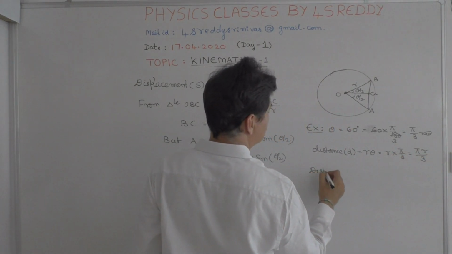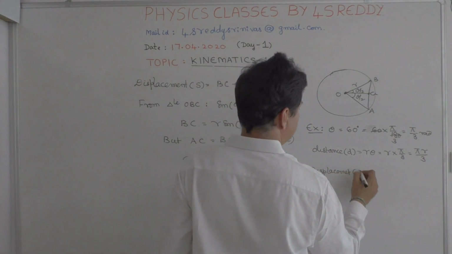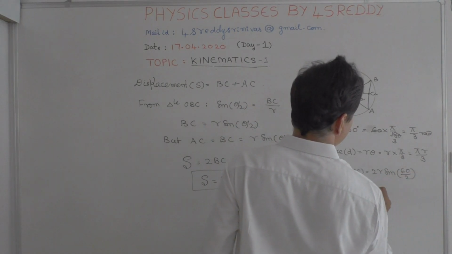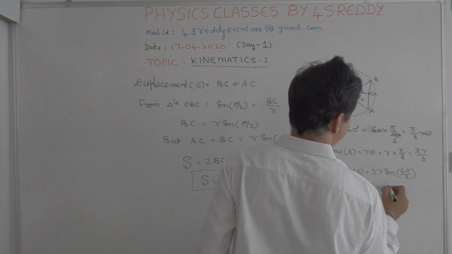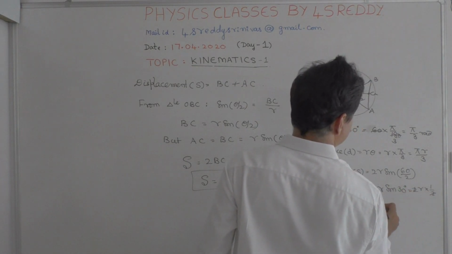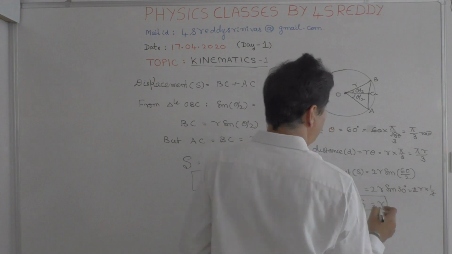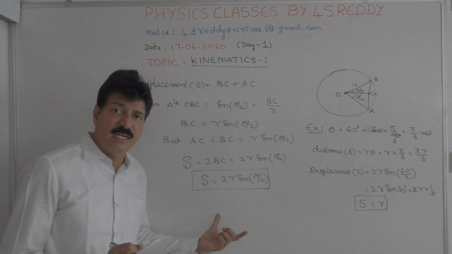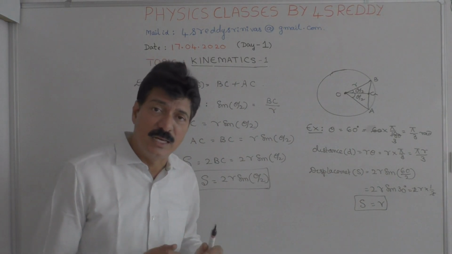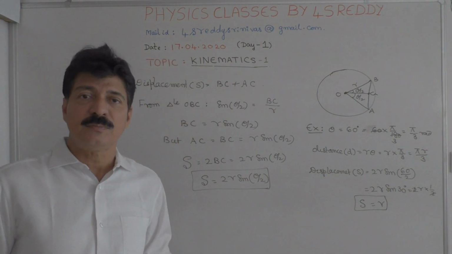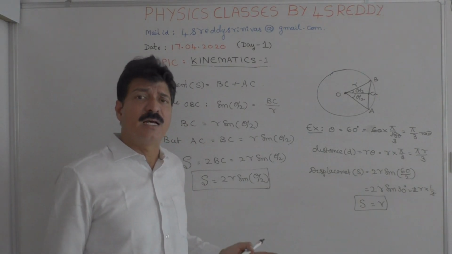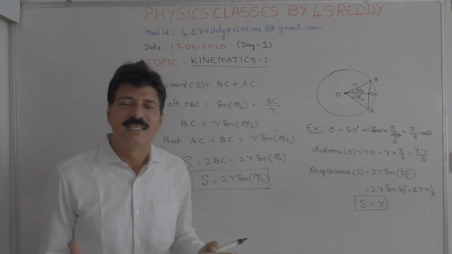Whereas displacement, S is equal to 2r sin 60 by 2, that is 2r sin 30 degrees, 2r into 1 by 2, cancelled, that is r. So, this is a general solution. For any given angle you can easily calculate the distance as well as the displacement. Like this, we can solve different skill questions that may come across from this distance as well as the displacement.